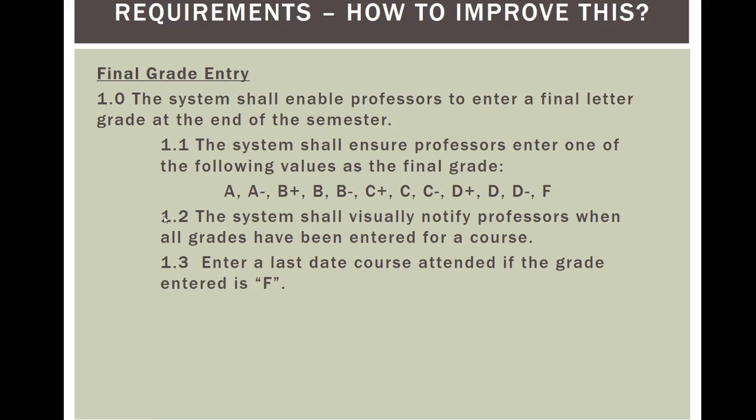So this is a first swipe at a final grade entry requirements document. All right. The system shall enable professors to enter a final letter grade at the end of the semester. The system shall ensure professors enter one of the following values as a final grade. All right. So that would be a list. The system shall visually notify professors when all grades have been entered for a course. Enter a last date course attended if the grade entered is F. All right. Well, that sounds pretty good, right? Like, oh yeah, that's good. Well, let's see.